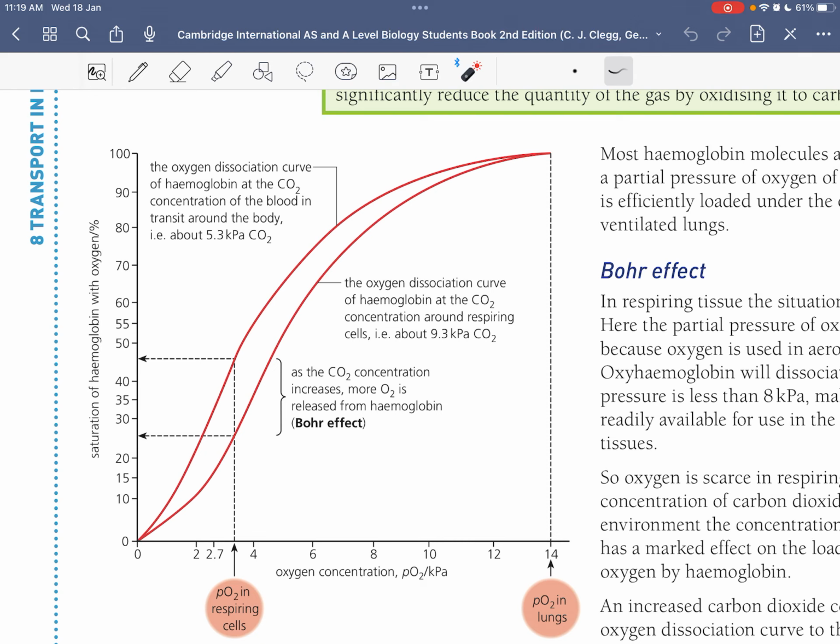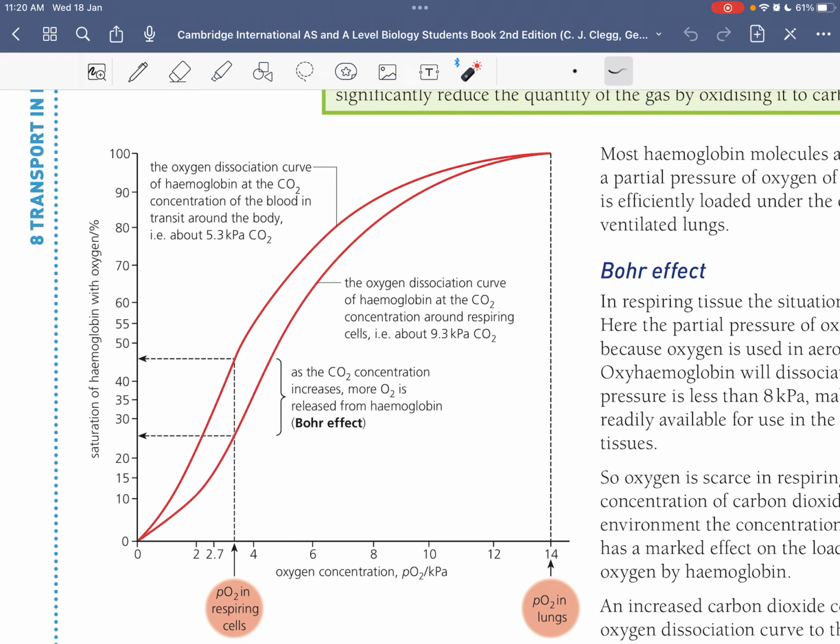So you can see that the partial pressure of oxygen in respiring cells is lying somewhere between 2.7 and 3, right? Which is fairly understandable as far as the status of the respiring cells is concerned, because they are oxygen poor. And then as we move from oxygen poor respiring tissues to oxygen rich lungs, the partial pressure of oxygen in the lungs is 14 kilopascals, right?